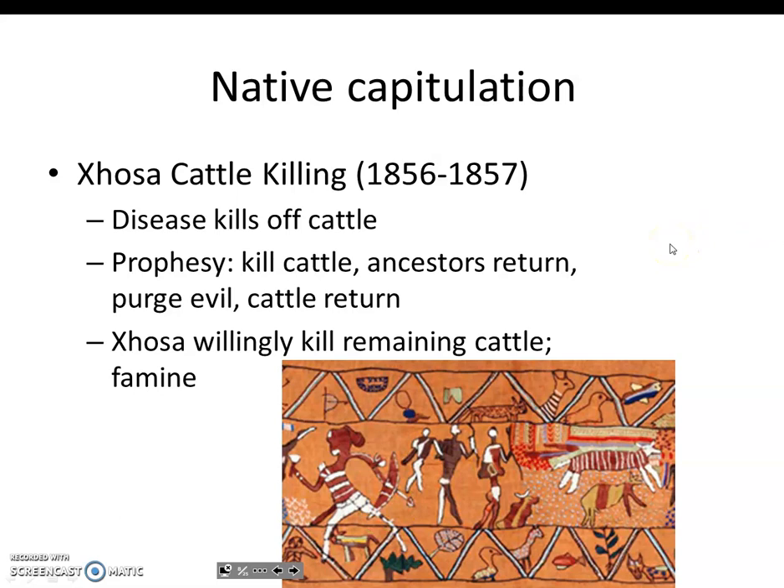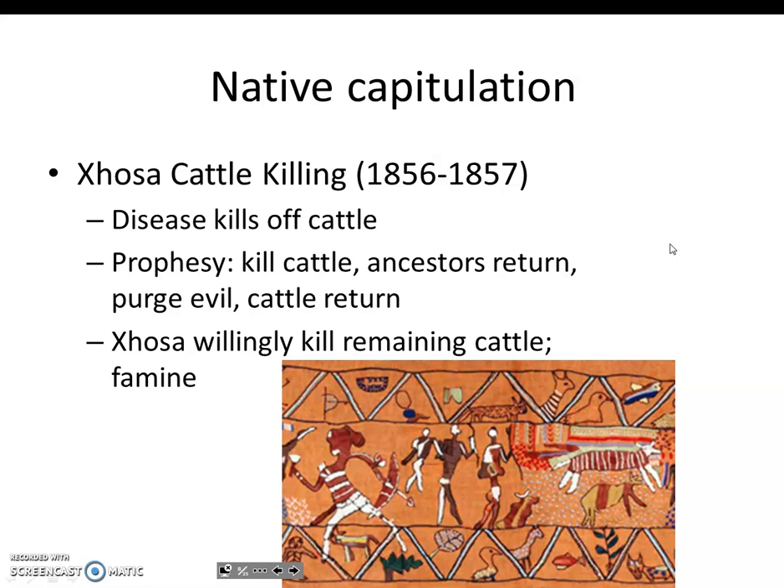Now, in the 1850s, a cattle disease that was inadvertently introduced by Europeans killed off very large numbers of Xhosa cattle. With the pressures of starvation and invasion, the Xhosa referred to the prophecies of a young woman who said that if they slaughtered their remaining cattle, their ancestors would return and purge the evil from their land, and the cattle would emerge anew from the ground.